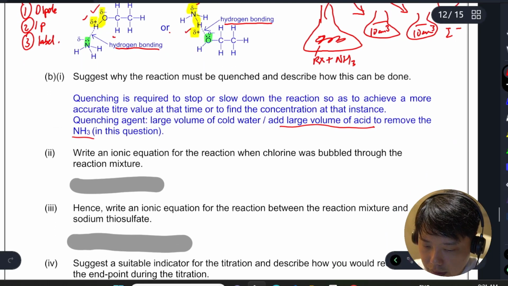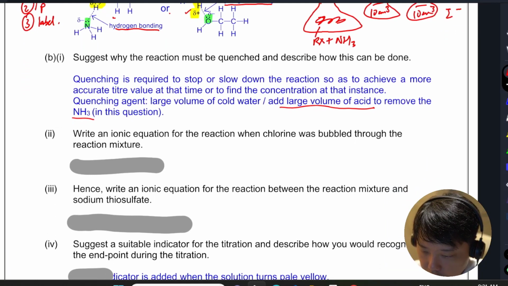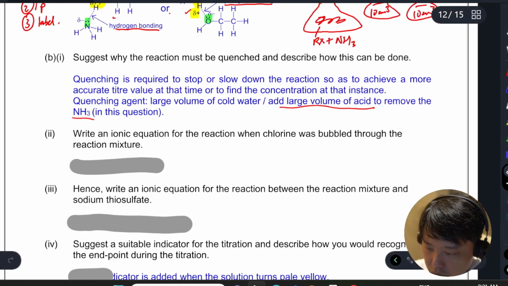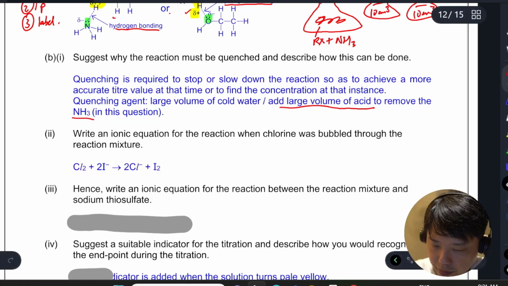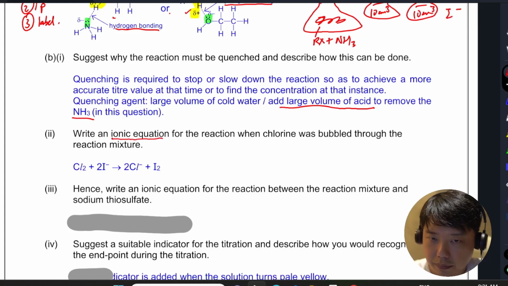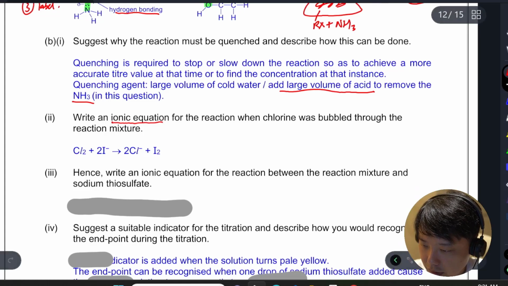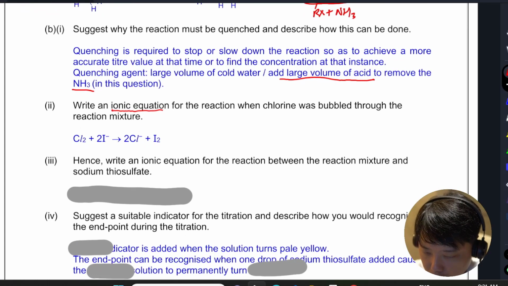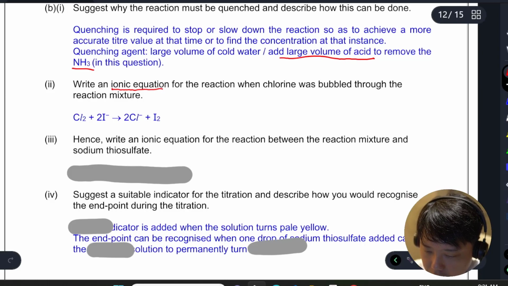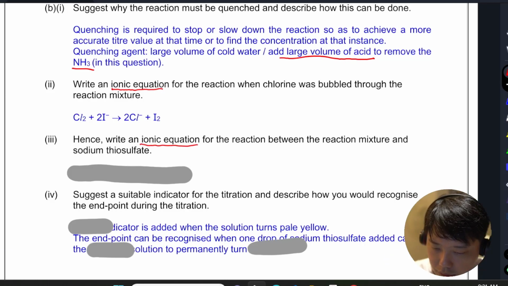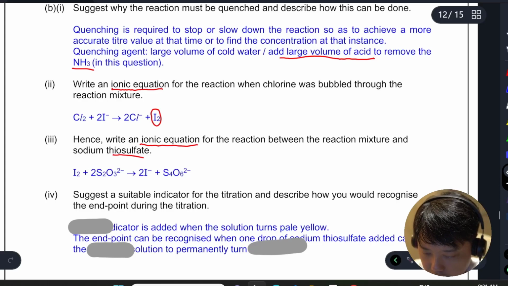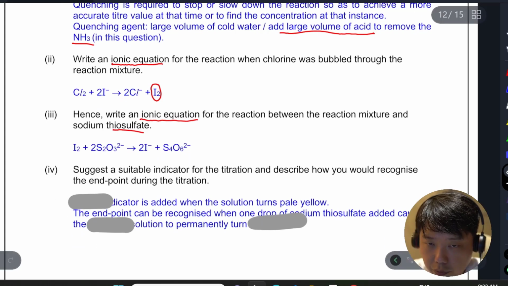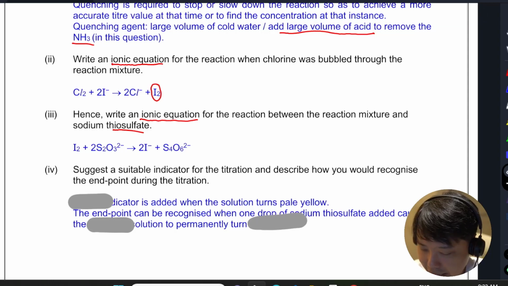Okay, now, second one, write an ionic equation for the reaction with chlorine. Okay, so this was the displacement reaction. You just got to make sure that it's balanced. Ionic, it has to be ionic. So don't write in the rest of the NH4+. Then an ionic equation between the I2 that was produced and the thiosulfate. This is a pretty famous equation: I2, iodine, being reduced by thiosulfate back to I minus.